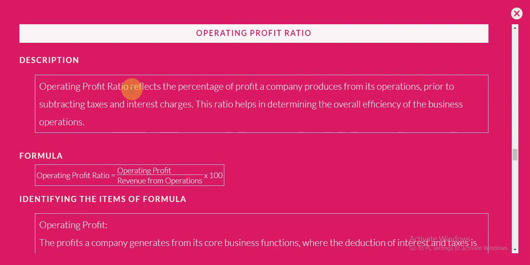So operating profit ratio reflects the percentage of profit a company produces from its operations prior to subtracting taxes and interest charges. See friends, taxes and interest charges are non-operating expenses. So non-operating expenses will not be considered for operating profit. So that is what they have given. Prior to these expenses, whatever is the profit that a company receives is the operating profit. So this ratio helps in determining the overall efficiency of a business's operations.